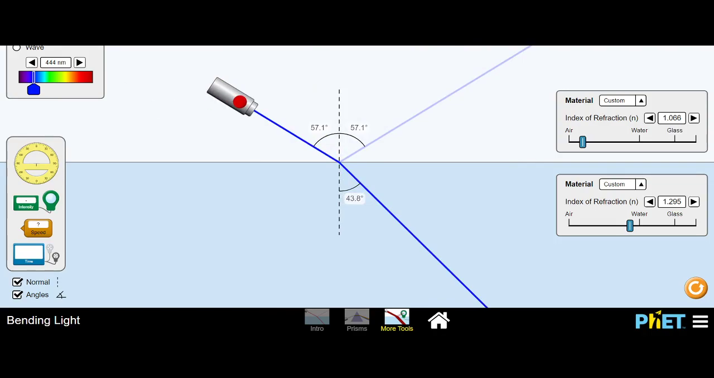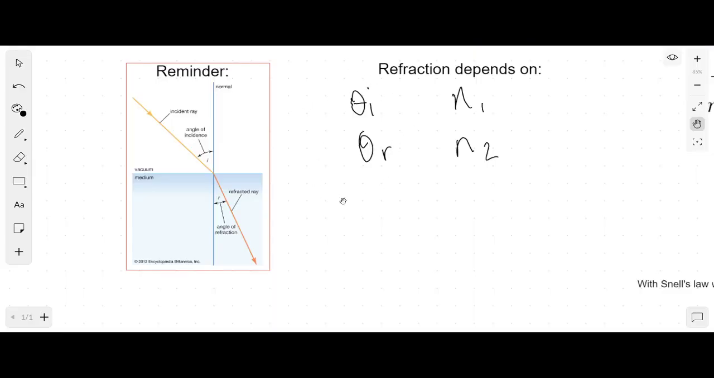Now that's why I've written theta I and theta R as the first two things that the refraction depends on. It depends on the incident angle, which changes the refractive angle, and because these two things get changed when you play around with either of them, that means the refraction depends on those two.